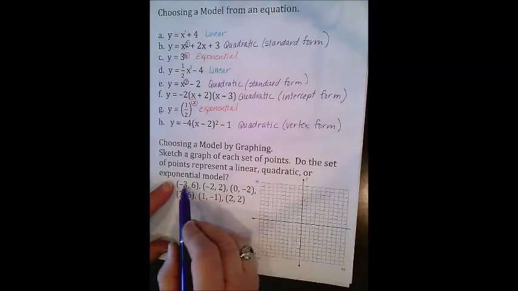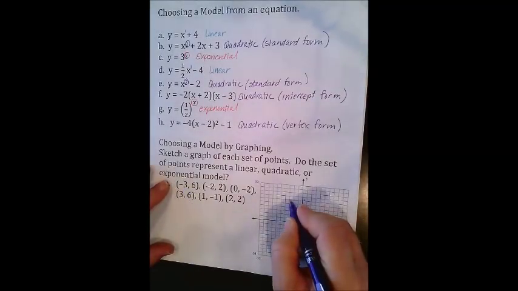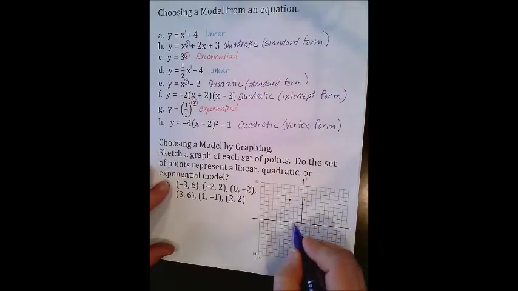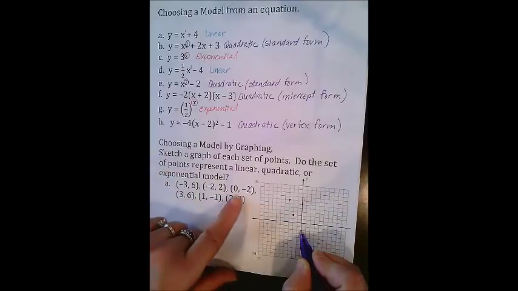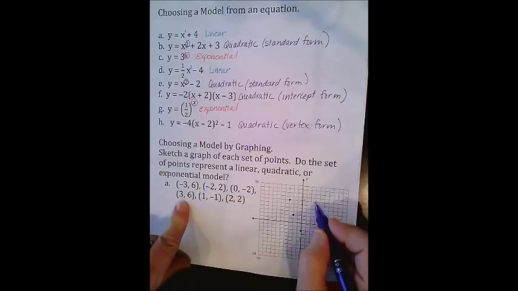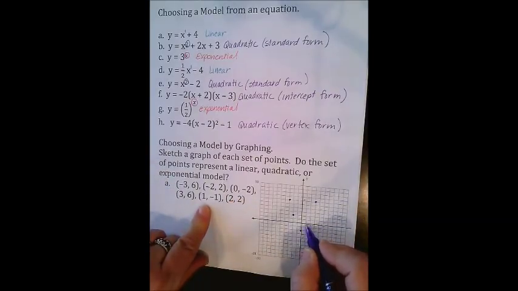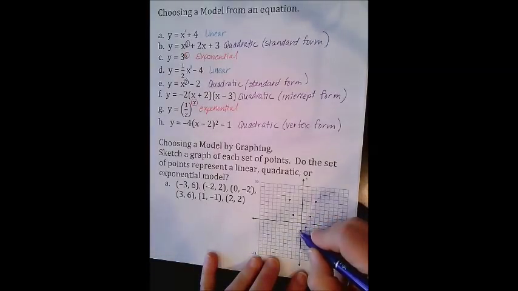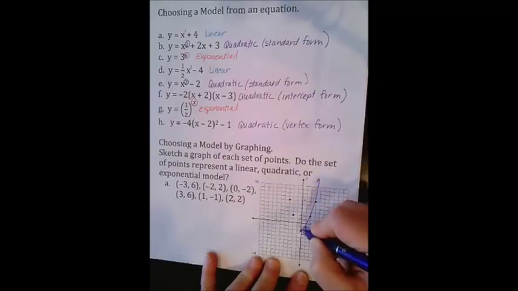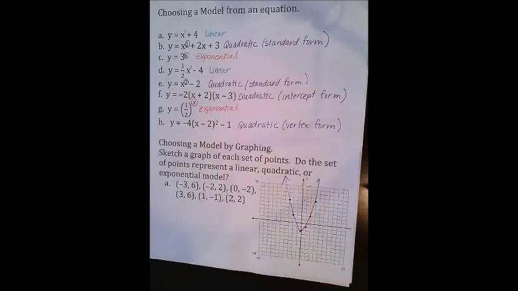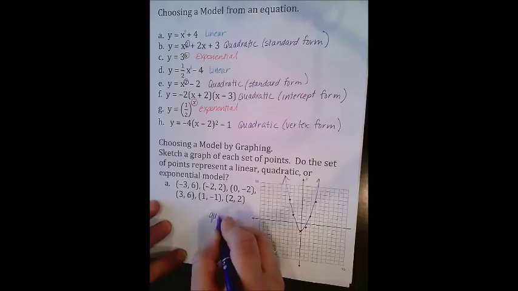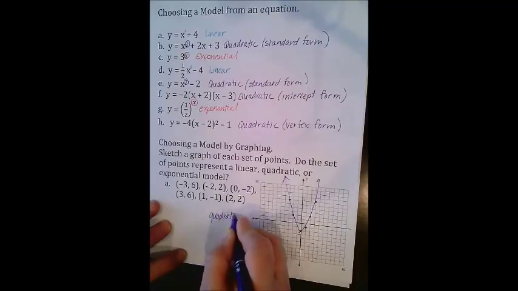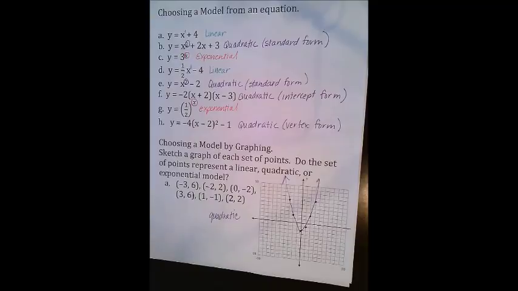So I'm going to start with negative 3, up 6, negative 2 and up 2, 0 and down 2, over 3 and up 6, to the right 1 and down 1, and to the right 2 and up 2. And if you look, these are forming a parabola, and we know that a parabola makes it a quadratic model. So we know it's quadratic if it has a degree of 2 or it has a parabola.